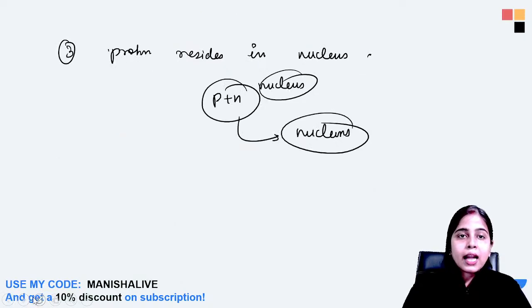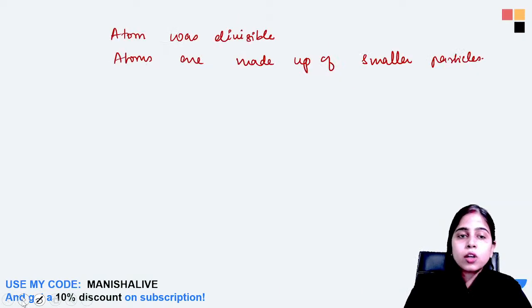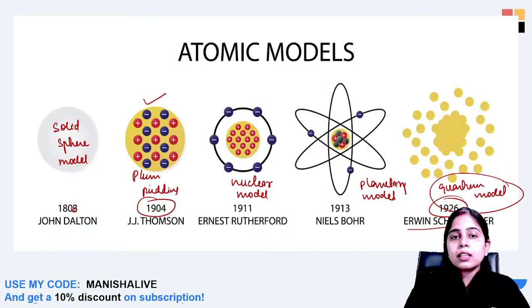Also, proton will stay in the nucleus along with the neutrons. Then we studied John Dalton's atomic theory, which suggested that atoms are indivisible, but it was discarded as more fundamental particles were discovered. These are the chronological order of the atomic models.